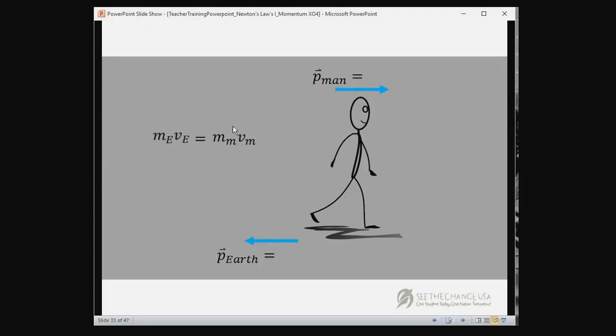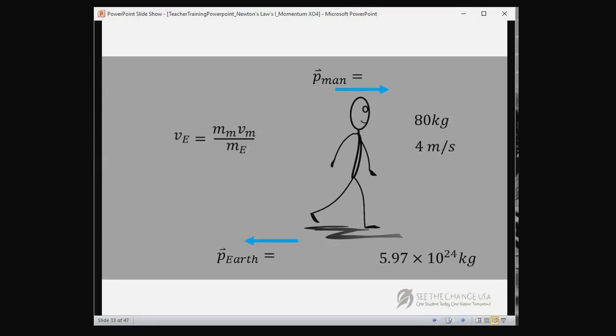Now what I want to figure out is, if the man moves forward, how fast must the Earth move backwards? So I want to solve this equation for the velocity of the Earth. I can easily do that by dividing both sides by the mass of the Earth, just like this. So here I have an equation that will tell me the velocity of the Earth. Let's plug in some numbers right here. An average man has a mass of about 80 kilograms. And suppose he's walking at a swift 4 meters per second. This is a very quick walk.